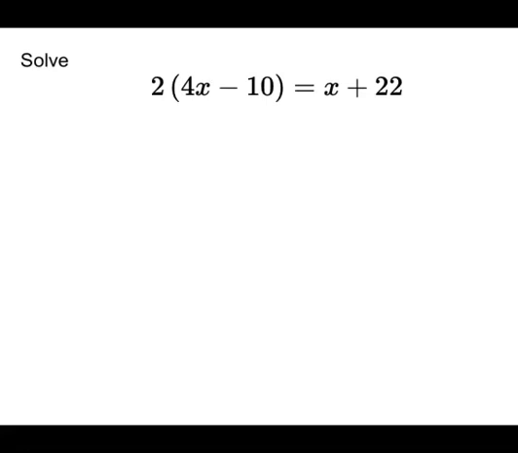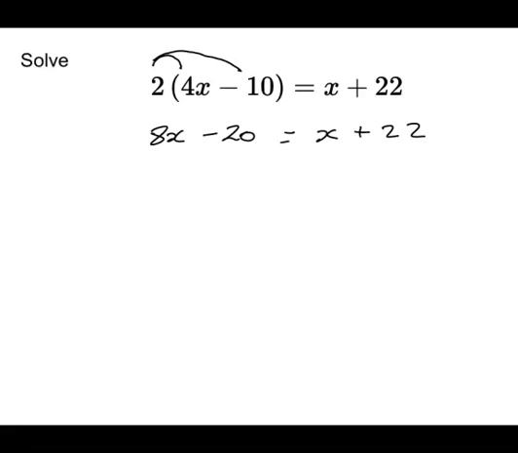So for this next question it says solve, and it's got two brackets, 4x minus 10 brackets equals x plus 22. This is just one extra step involved in this question here. So first things first, we have to do the expanding of this bracket. So this just means 2 multiplied by everything inside this bracket. So 2 times 4x is going to be 8x. 2 times minus 10 is going to be minus 20 equals x plus 22.